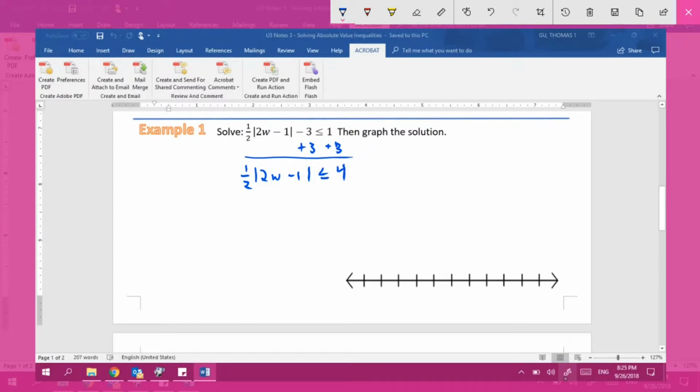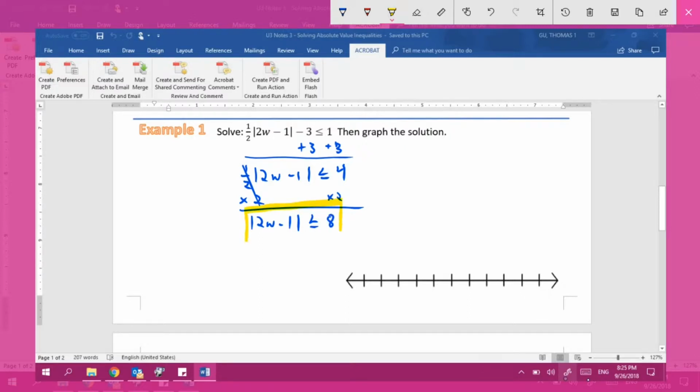Okay, I want to get rid of this 1/2. How can I get rid of something being multiplied by 1/2? I can multiply it by 2. So I'm going to multiply both sides by 2. Okay, so boom. That leaves me with absolute value of 2w minus 1 is less than or equal to, what is 4 times 2? That's going to be 8. All right, and now we're ready to start working.